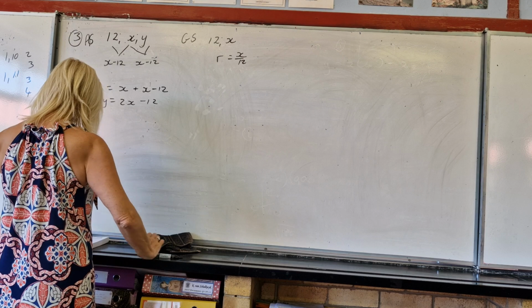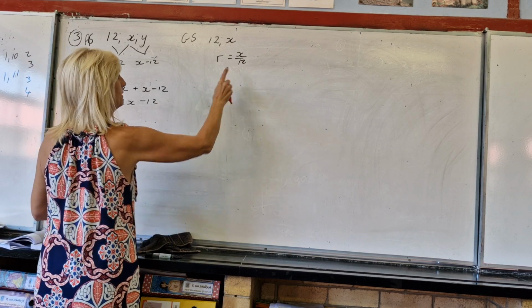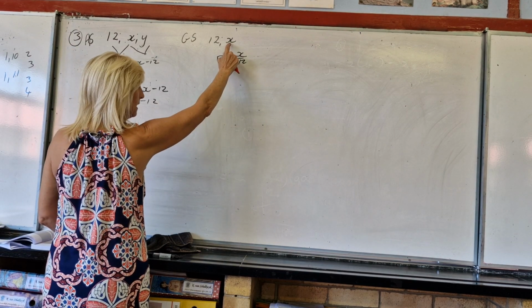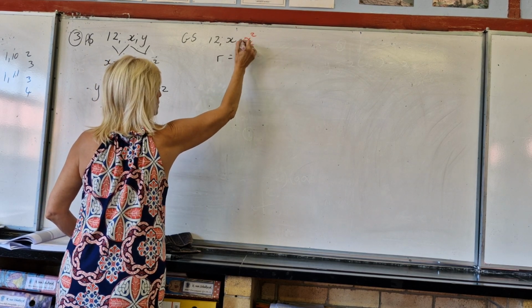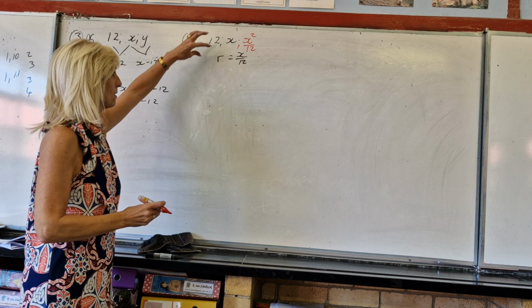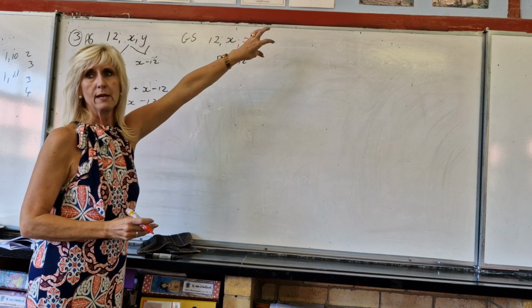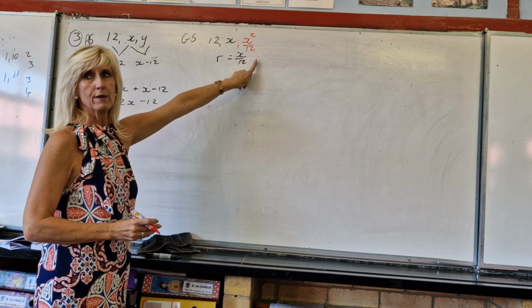So to find the third one, I'll say x times x over 12 will give me x squared over 12. How did I get there? By taking the r and multiplying with it again. So it's x squared over 12.